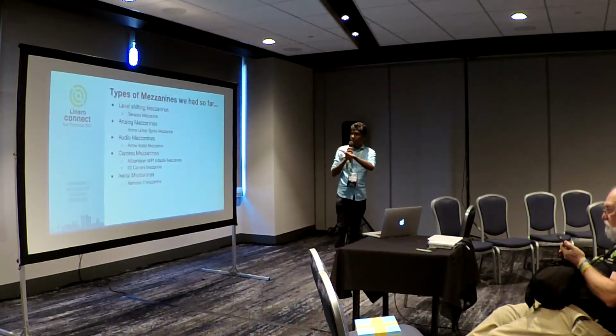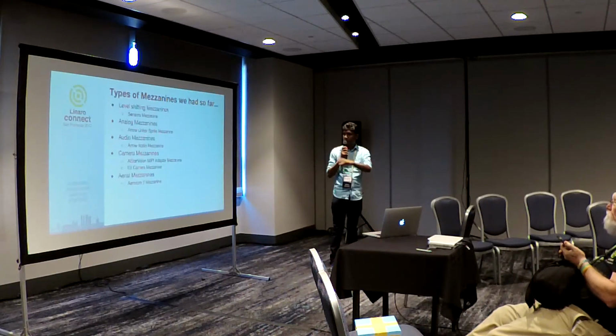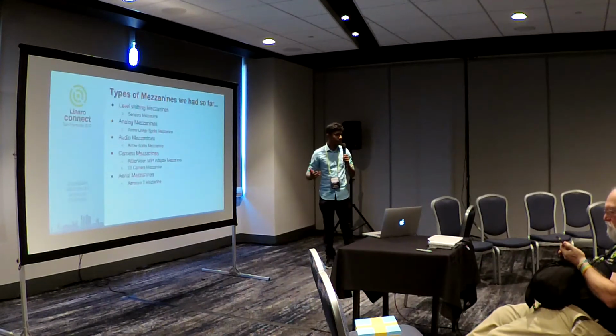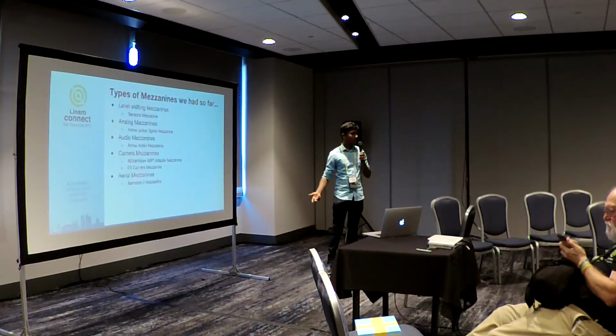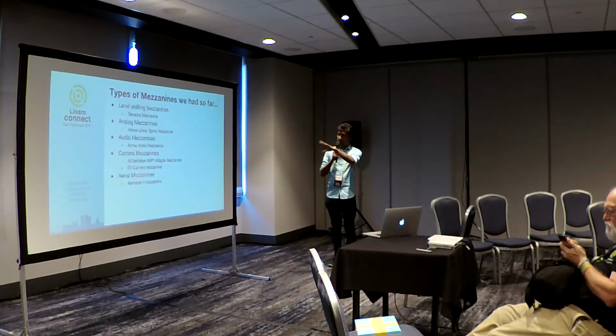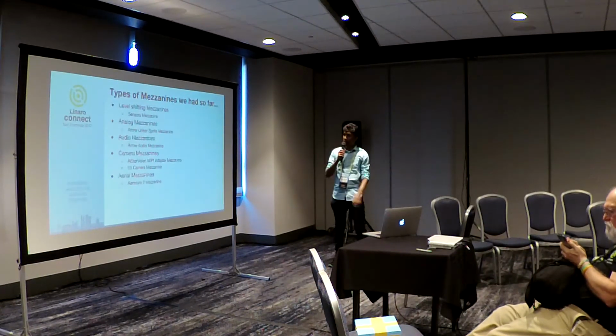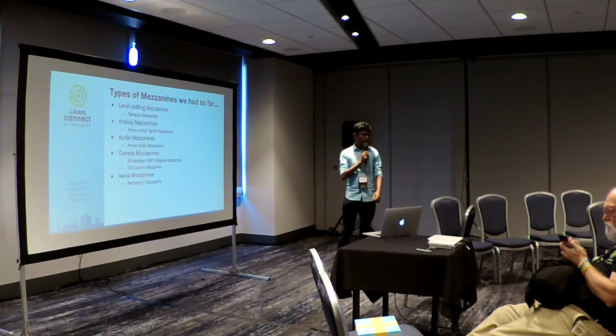These are some of the types of mezzanines we have had so far. I have categorized them based on the applications. Most of them are level shifting mezzanines. Our baseboard has a specification set for 1.8 volts, and most of the sensors are available at 3.3 or 5 volts, so we can't directly interface them. So we have a lot of level shifting mezzanines, and one of them is the sensors mezzanine, which is very good for all applications.